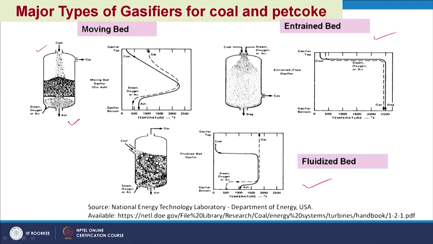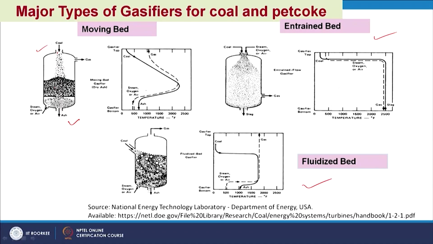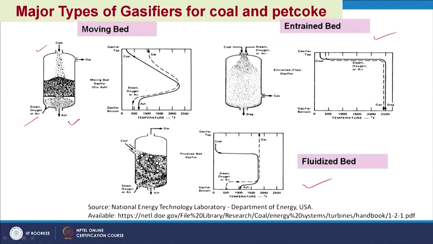In the moving bed, coal is fed at the top and the particle size is higher, say 5 to 50 millimeter. So, it falls from the top and from the bottom oxygen, air and steam are sent. Reactions take place as I have discussed in the previous slide also. Gradually it falls and ash comes out from the bottom.